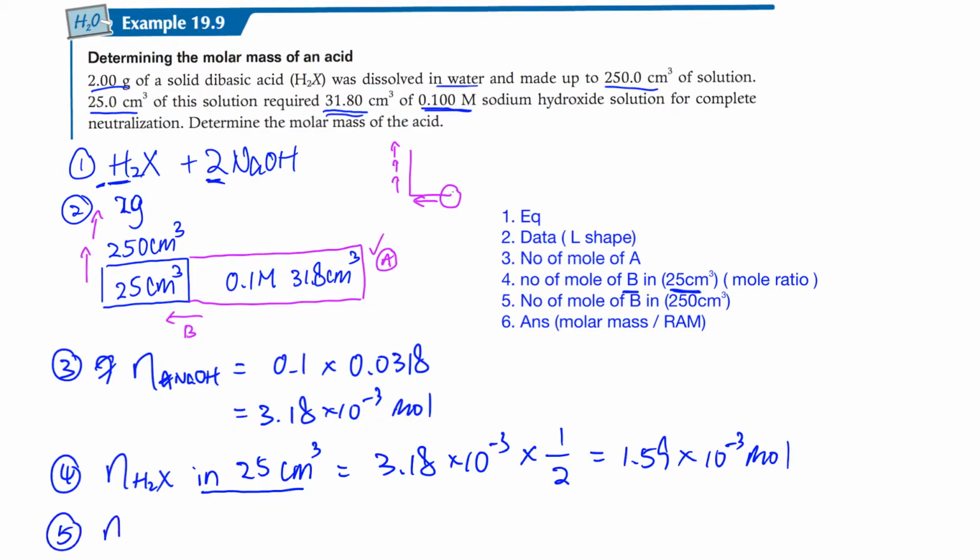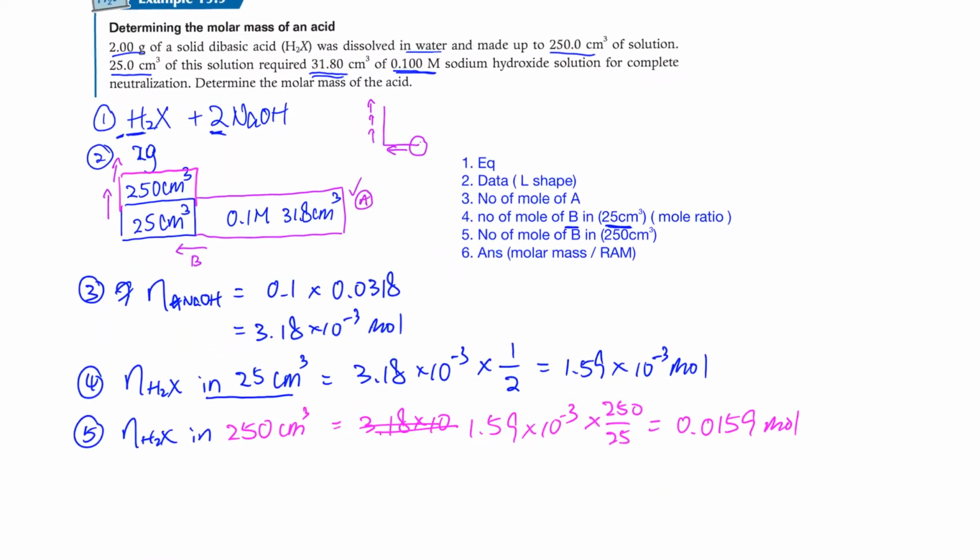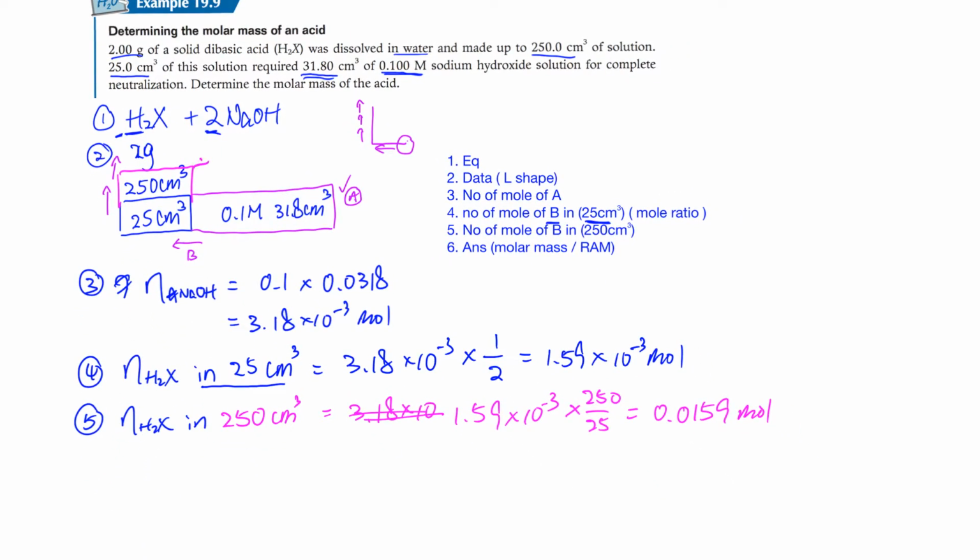Then number 5, we're going to find H2X. This time it's not in 25 cm cube. We're going to move it up to 250 cm cube. So in 250 cm cube we'll have the original, that will be from 25. Remember you are starting from here, 25, and then going up. This 1.59 times 10 to negative 3 is talking about this 25 cm cube. So we divide by 25 and times 250, because we know that the number of mole has to be more. So right here, it will be 0.0159 mole. This 0.0159 mole is talking about this 250. So all this solid dissolved in water, the number of moles should be the same.